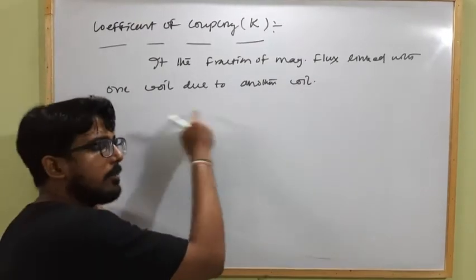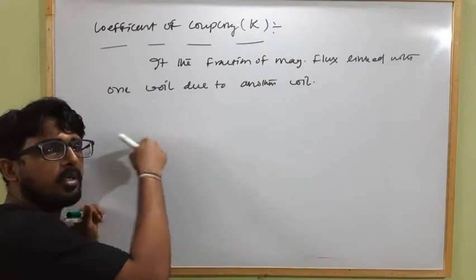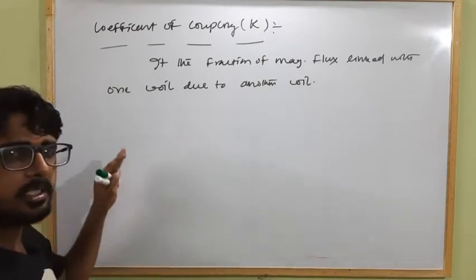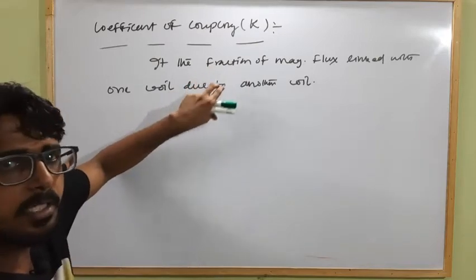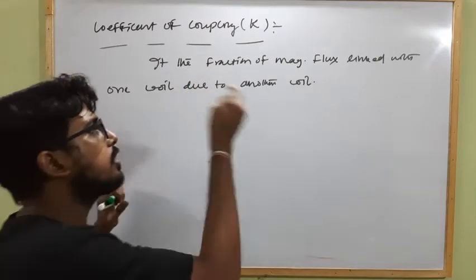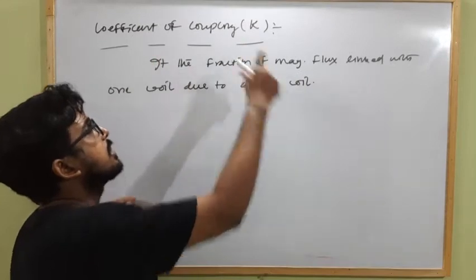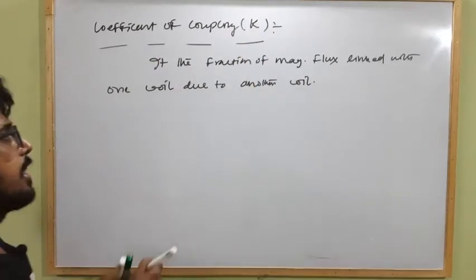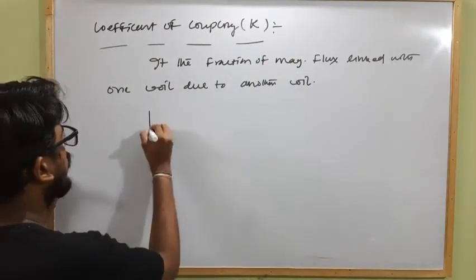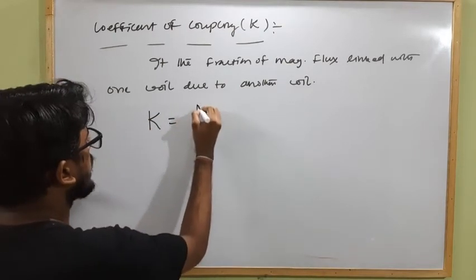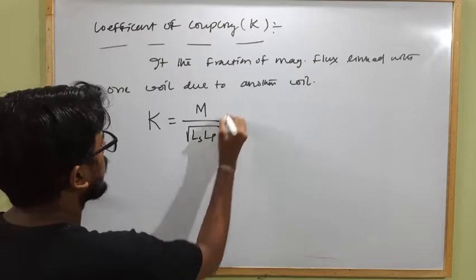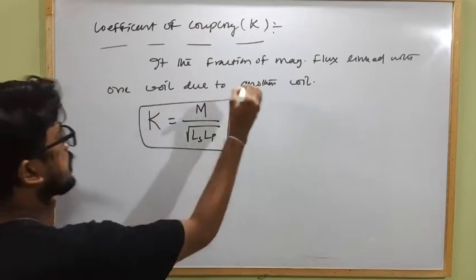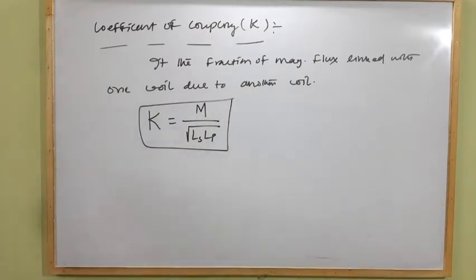If in the primary coil current is flowing, due to which a magnetic flux is produced, the fraction of the magnetic flux produced by the primary coil that is linked with the secondary coil defines what? The coefficient of coupling, and it is defined as K equal to M divided by under root Ls into Lp. This is the expression for the coefficient of coupling.